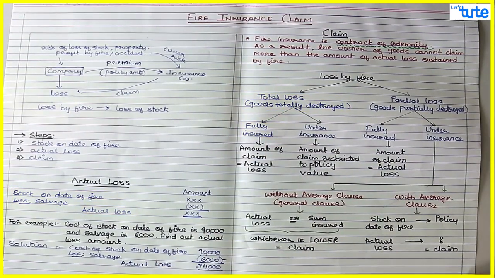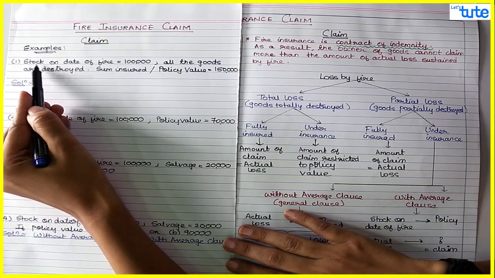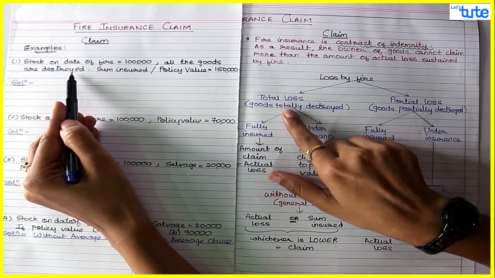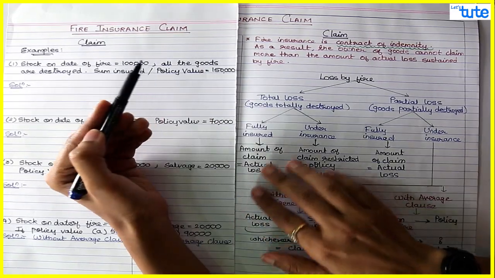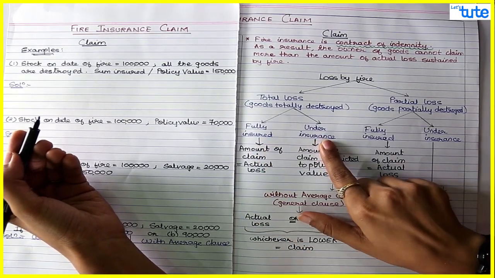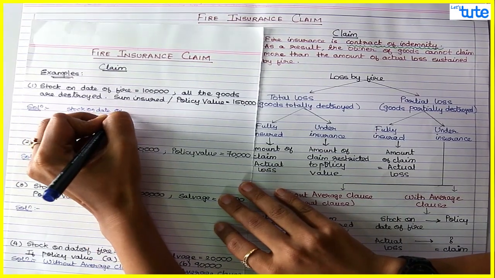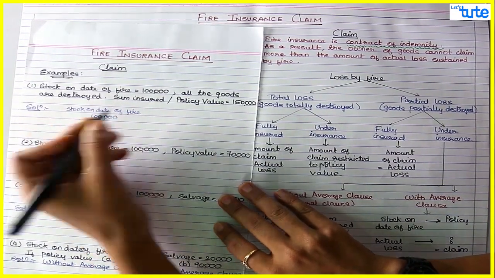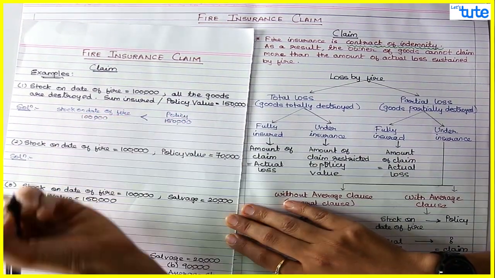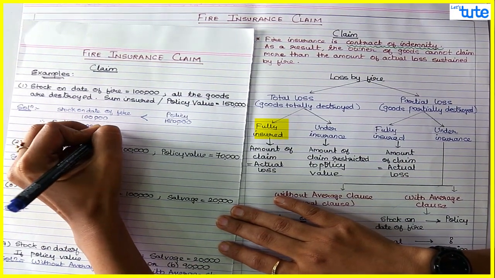So just to discuss this, we will take an example for the claim amount. For example, stock on date of fire is 1 lakh. All the goods are destroyed, so this is a case of total loss. And sum insured, or the policy value, is 1,50,000. Now in this case, first you find out whether it is fully insured or under insurance. Stock on date of fire is 1 lakh and your policy value is 1,50,000. So your policy is more than your stock. Therefore, this is a case of full insurance, so your stock is fully insured.